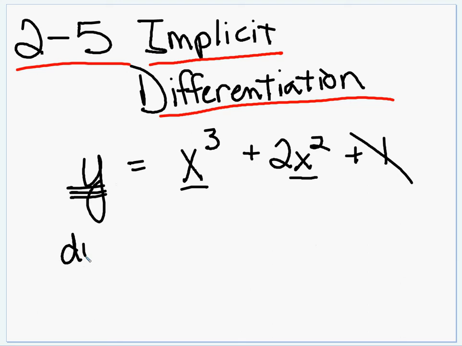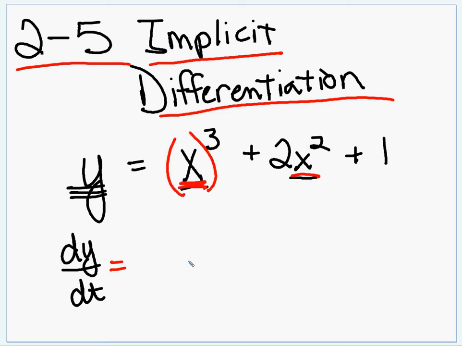But what would be the case if we were not deriving with respect to x? Let's say we were going to derive y, but with respect to t. Now that's a different variable that doesn't appear here anywhere, but it's still going to be able to be derived. Again, we're deriving x's, but now with respect to a different variable.